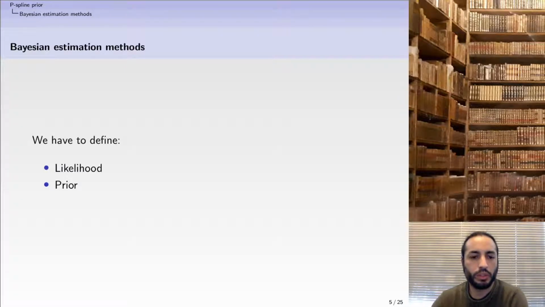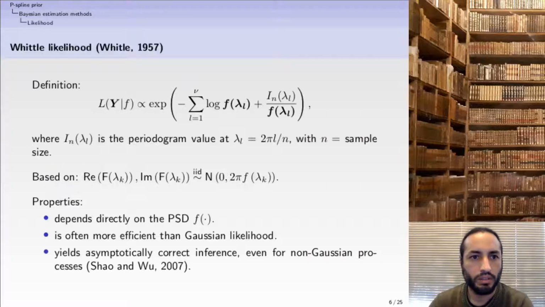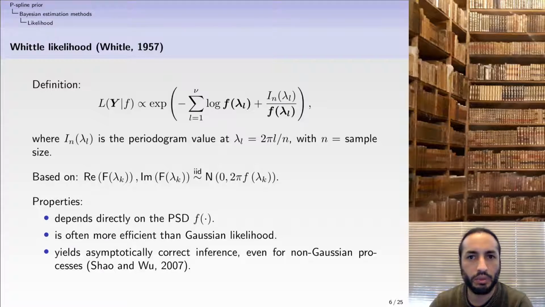Bayesian models have two components, the distribution of the data, the likelihood, and the prior distribution of the parameter, the prior on the PSD in our case. For the likelihood, we use the Whittle likelihood, which is an asymptotic approximation of a Gaussian likelihood in the frequency domain. This approximation is based on the asymptotic distribution of the Fourier coefficients. An important characteristic of the Whittle likelihood is that it depends directly on the power spectral density function f, which is the function that we want to estimate.